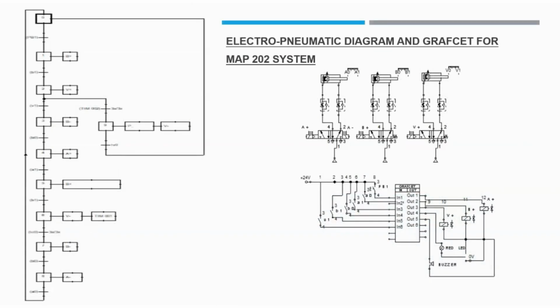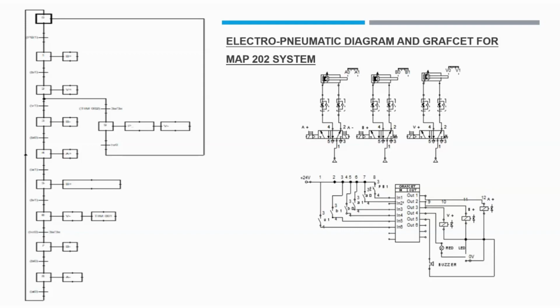After that, I will explain the electropneumatic for the MAP 202 system that has 5 outputs: buzzer, LED, A plus, B plus, and V. V is considered as a vacuum. Three of them use a double action cylinder and the directional valve for each cylinder using a 5-way valve. The input has 6 inputs: push button, A0, A1, B0, B1, and V1.